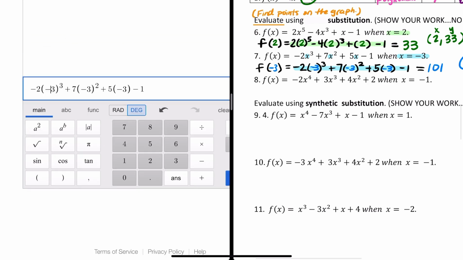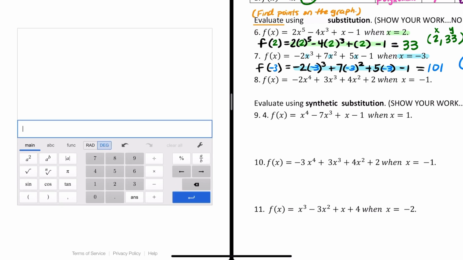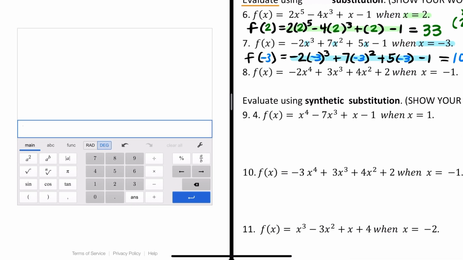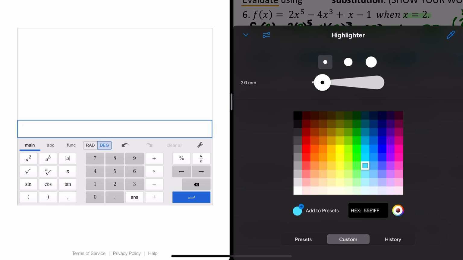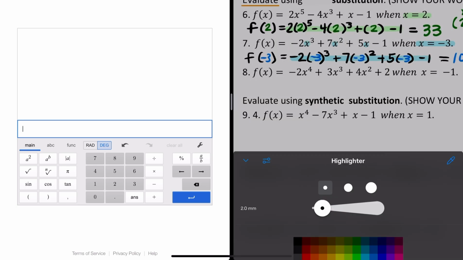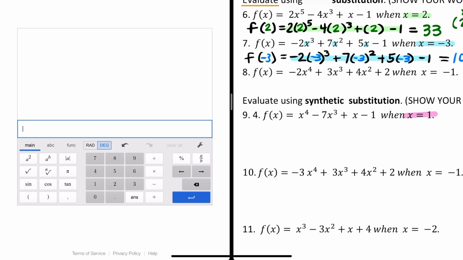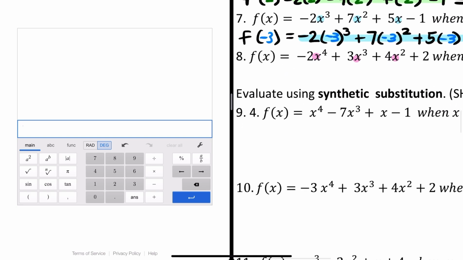Okay, let me clear the calculator. Number 8, f of x is equal to -2x to the 4th plus 3x to the 3rd power plus 4x squared plus 2 when x equals -1. So now x is going to be -1. So every x I see, I am going to substitute in a -1.